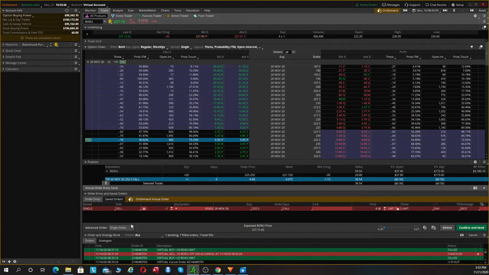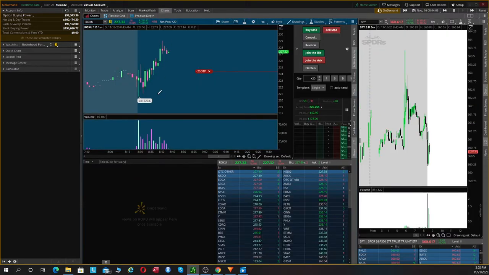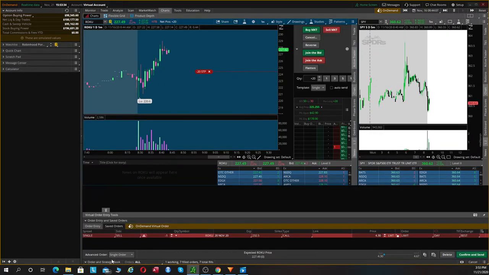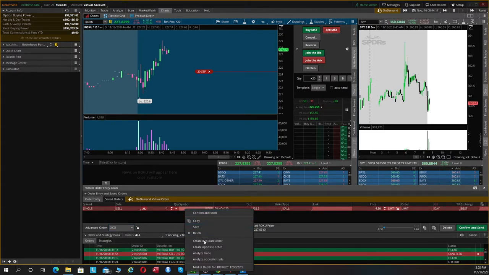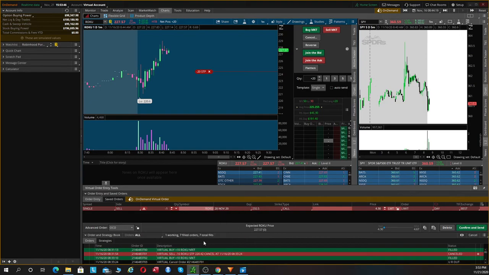What we want to do here to put in an OCO bracket means one order cancels the other. We have a take profit and we have a sell order. So let's have the chart up while we're making this. So what we want to do is hit single order and go to OCO. One order cancels the other. Then what I like to do is right click and hit create duplicate order.